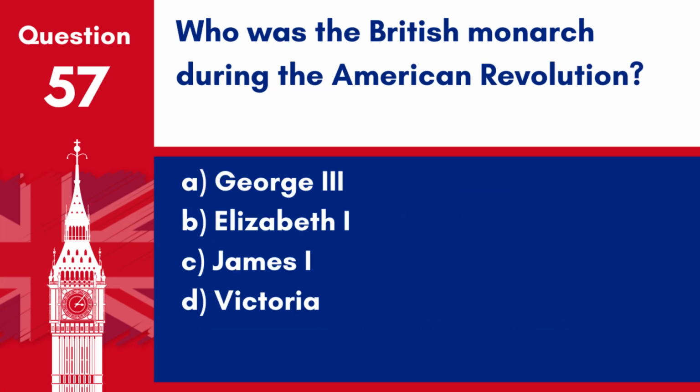Question 57. Who was the British monarch during the American Revolution? A. George III. B. Elizabeth I. C. James I. D. Victoria.